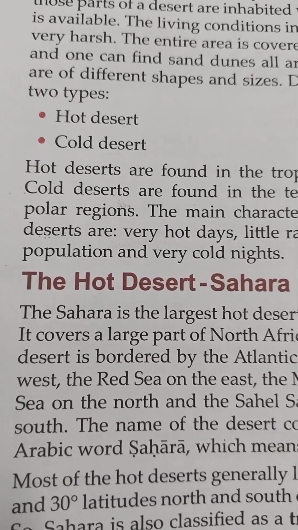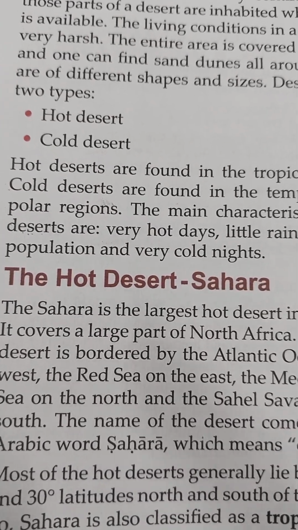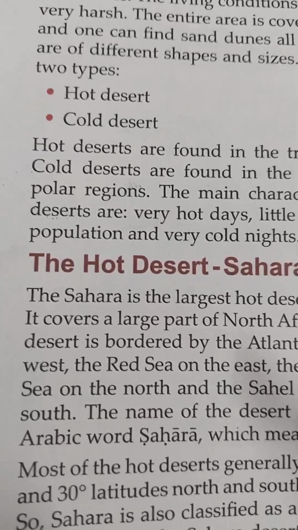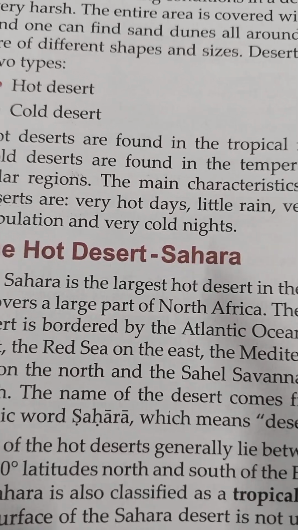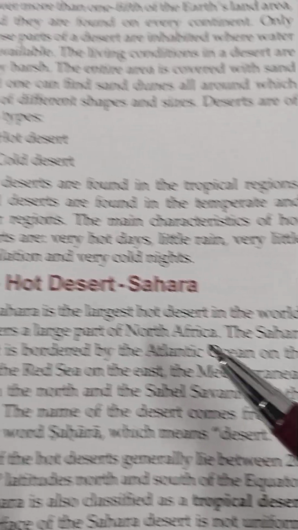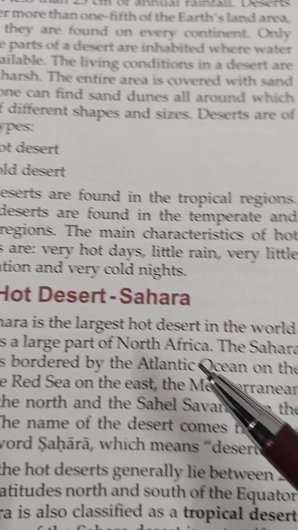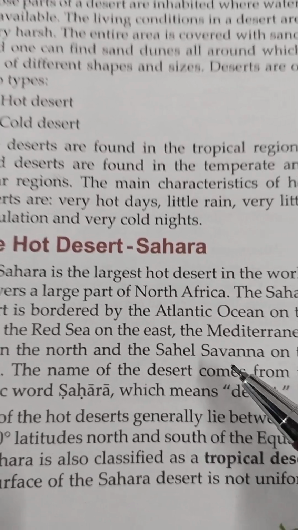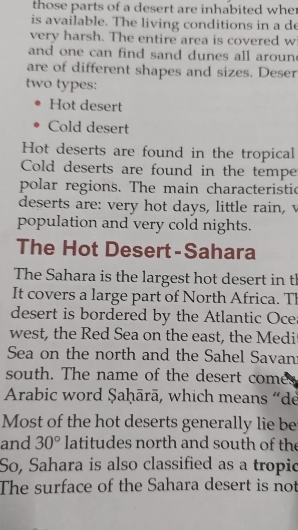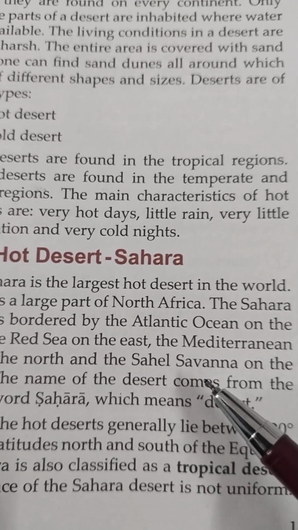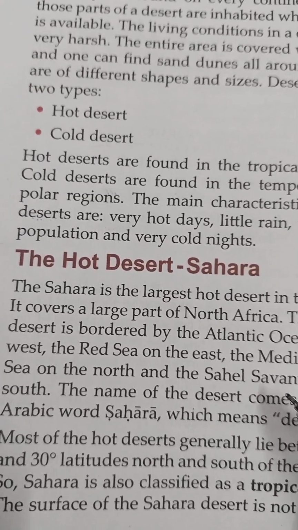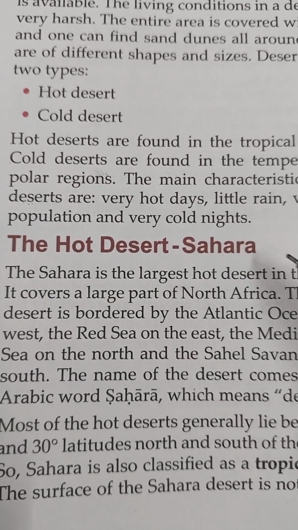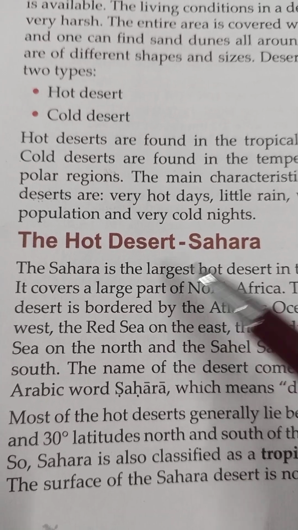Now in this chapter we are going to study two deserts, hot desert and cold desert. Deserts are of two types, hot desert and cold desert. Now hot deserts are found in tropical regions, cold deserts are found in temperate and polar regions. Okay. Now the main characteristics of hot deserts are very hot days, little rain, very little population and very cold nights. Now first of all we will study about Sahara, which is a hot desert.